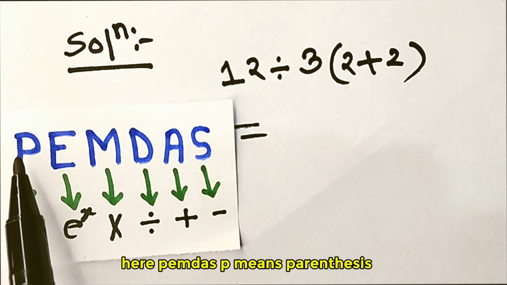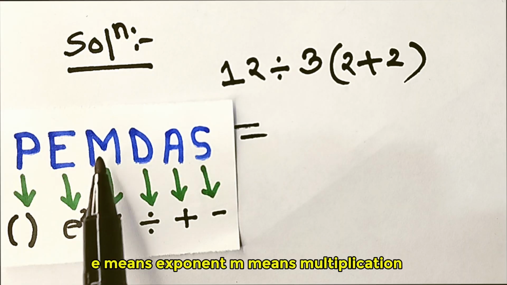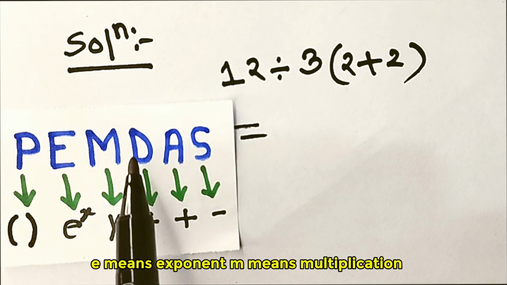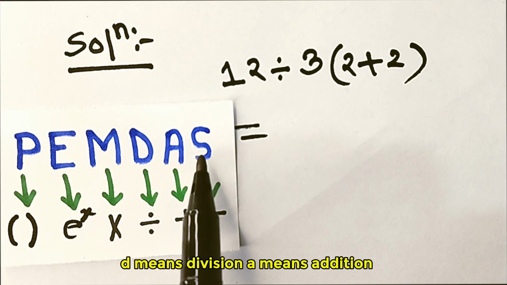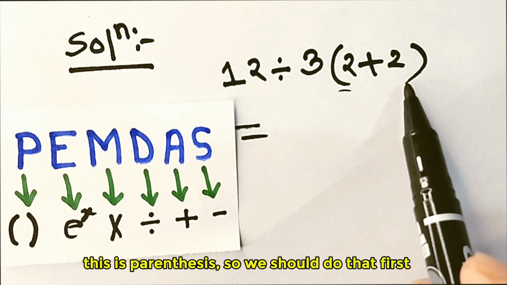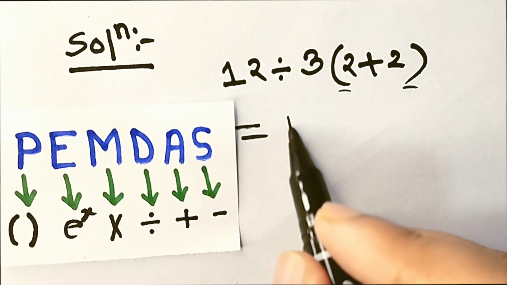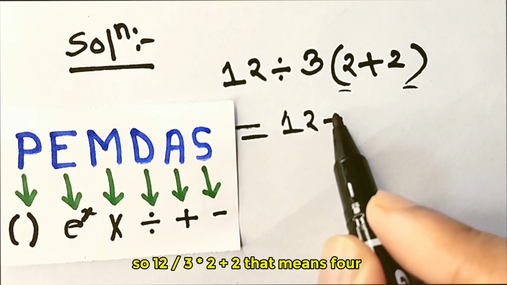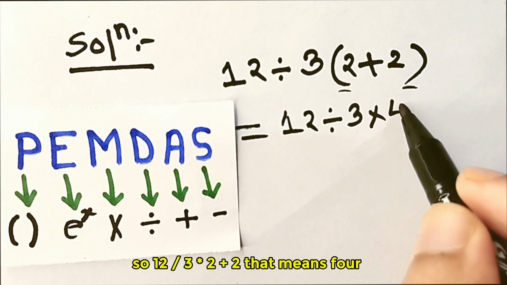Here in PEMDAS, P means parenthesis, E means exponent, M means multiplication, D means division, A means addition, and S means subtraction. Okay, this is parenthesis, so we should do that first. So 3 times 2 plus 2, that means 4.